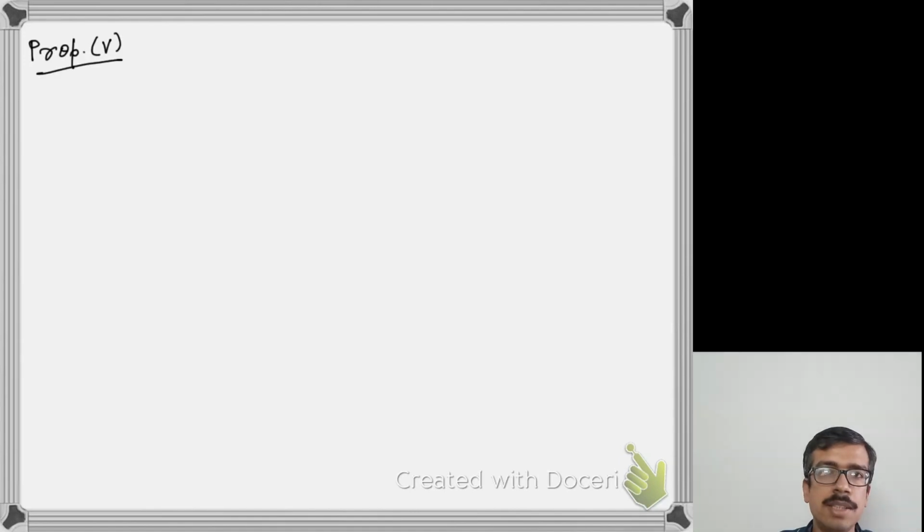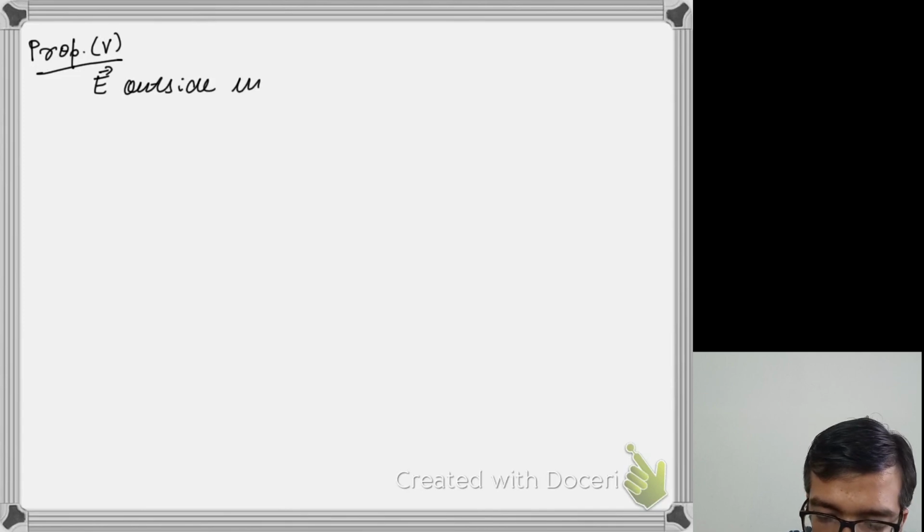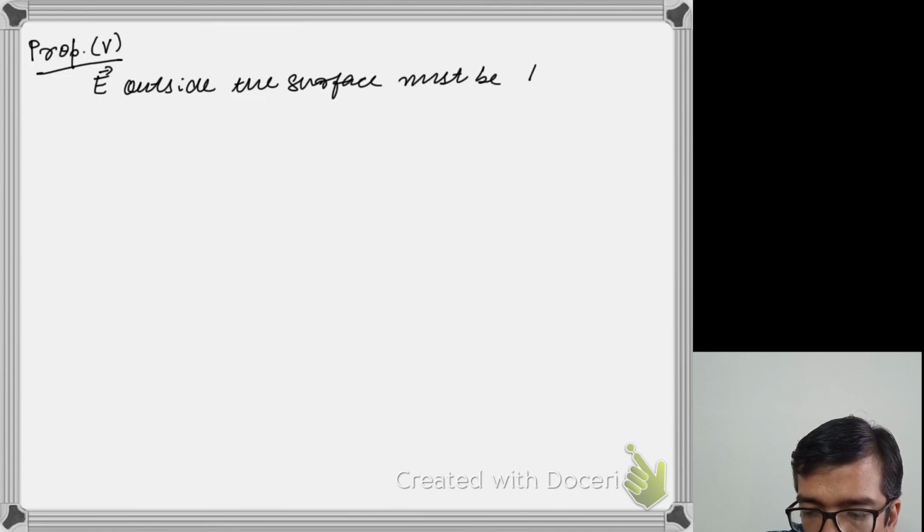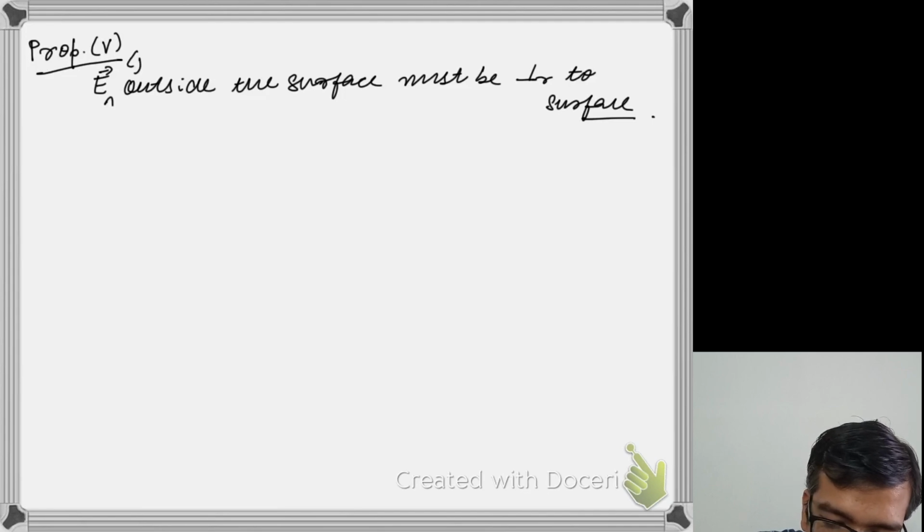So property 5 says: what is the electric field just outside the surface of the conducting medium? We will calculate the quantitative amount in one of the next few lectures, but for now, just outside the surface, the electric field must be perpendicular to the surface. So let's write it down: the electric field just outside the surface must be perpendicular to the surface.